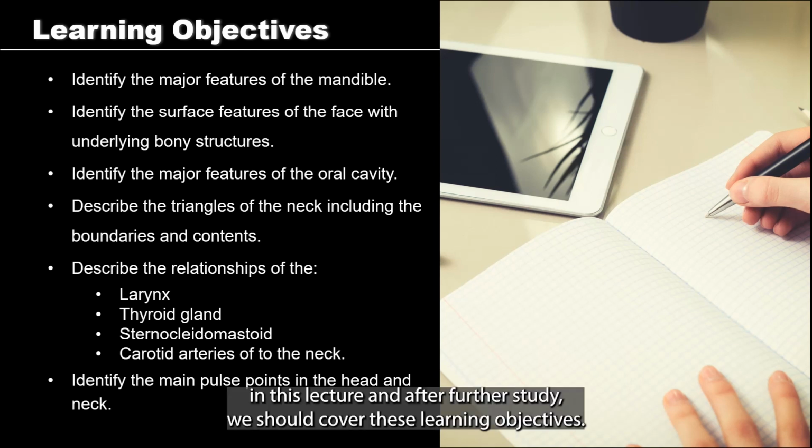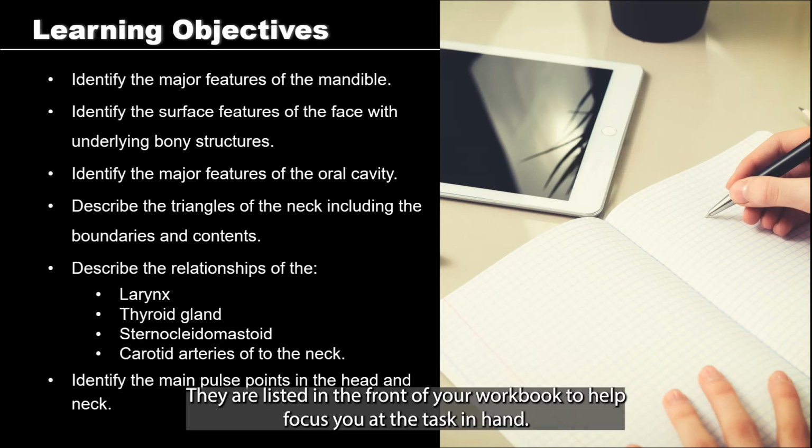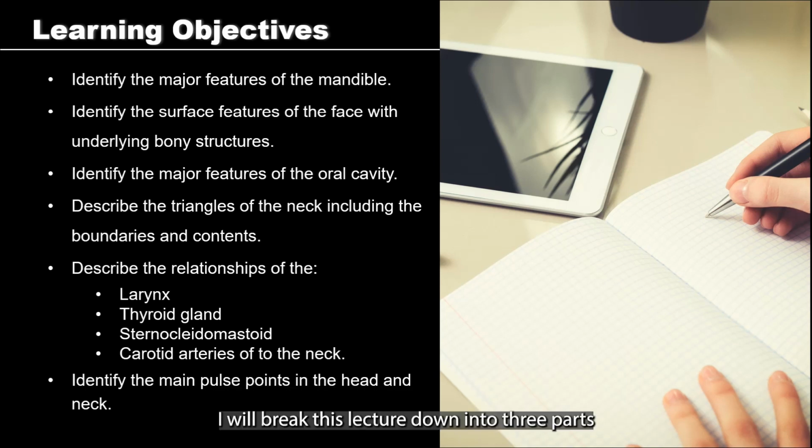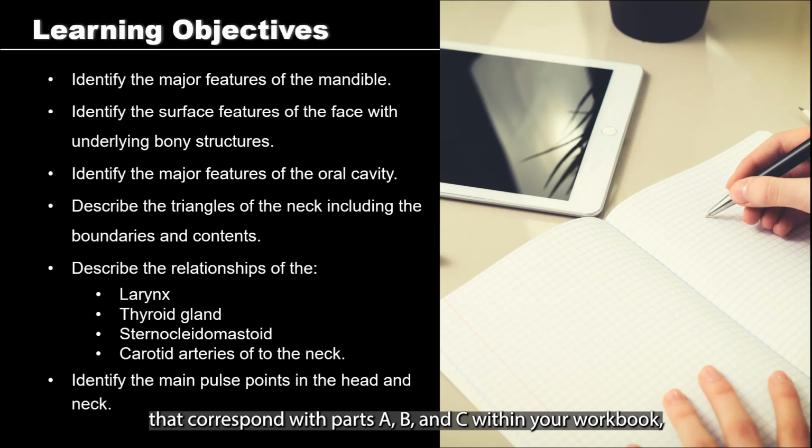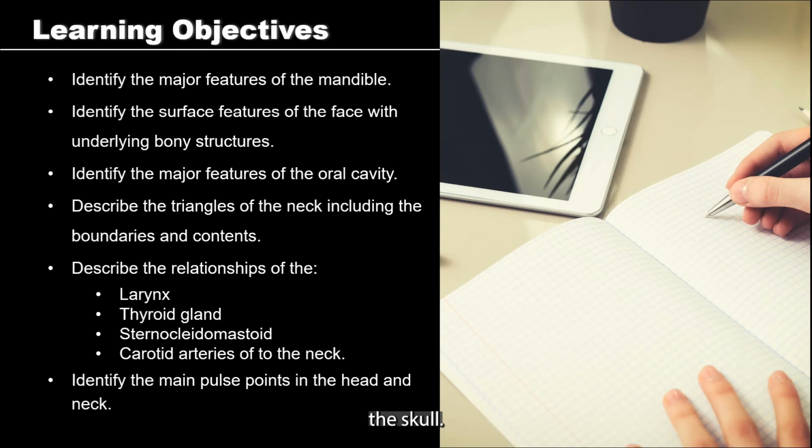In this lecture, and after further study, we should cover these learning objectives. They are listed in the front of your workbook to help focus you at the task in hand. I will break this lecture down into 3 parts that correspond with parts A, B and C within your workbook, or in the different coloured slides throughout the lecture. First of all though, let's dissect the bony bits of the head and take apart the skull.